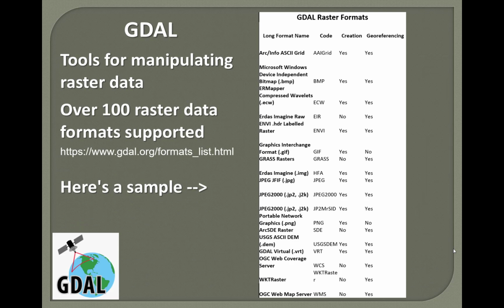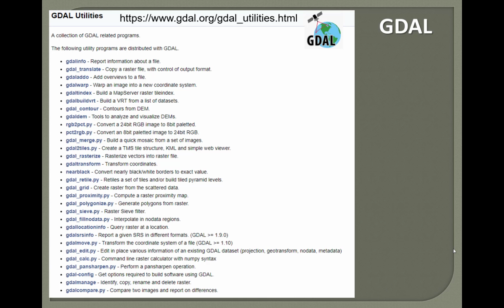GDAL is tools for manipulating raster data, and it supports over 100 different raster formats. And the URL is here, so if you want to go visit the page to see what formats it supports, I encourage you to do that. But here's a sample. So all the common ones that you may have encountered, like ERDAS Imagine Images, GeoTIFFs, coverages, things like that, are all going to be supported.